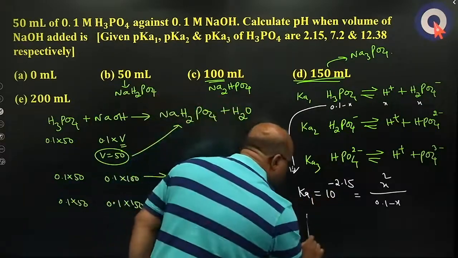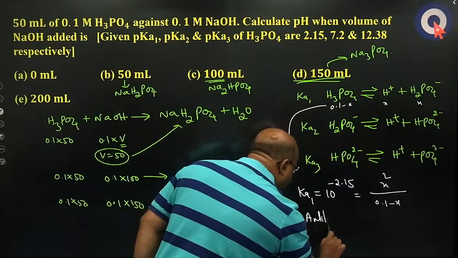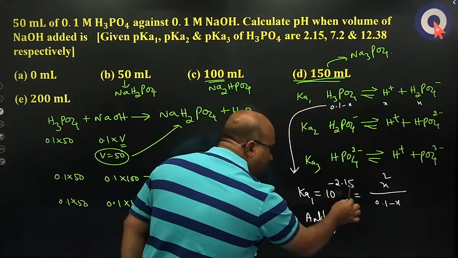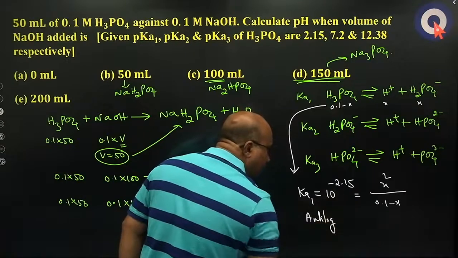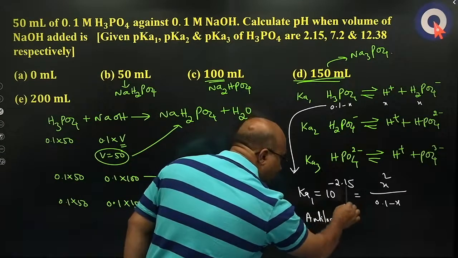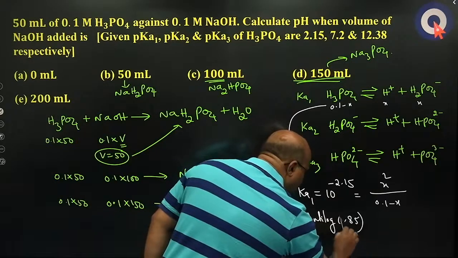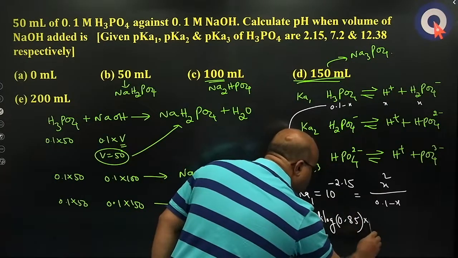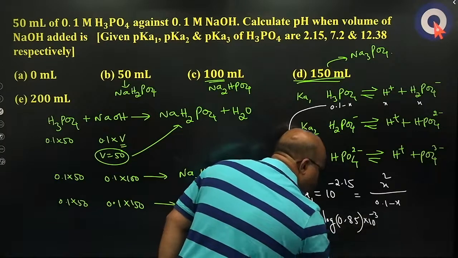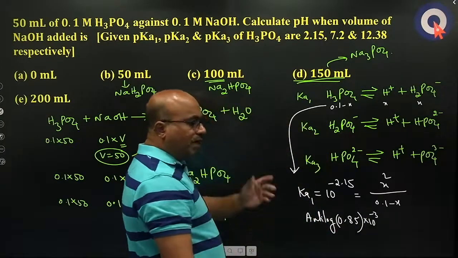You can say this as anti-log of, whenever it is minus fractional values, you subtract from 1, so you will get anti-log of 0.85, and this is minus 2, you can increment 1 unit as 10 to the power of minus 3. So what is the anti-log of 0.85?